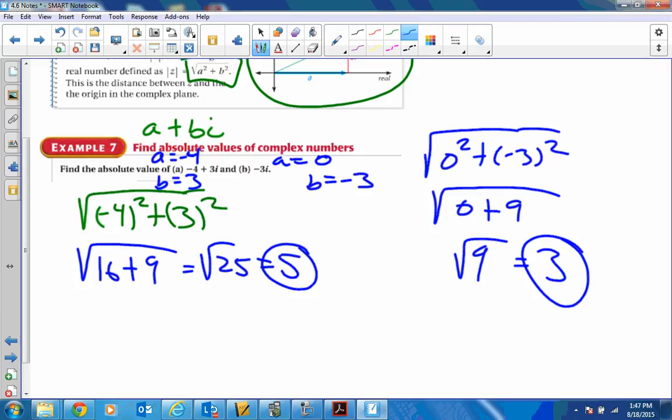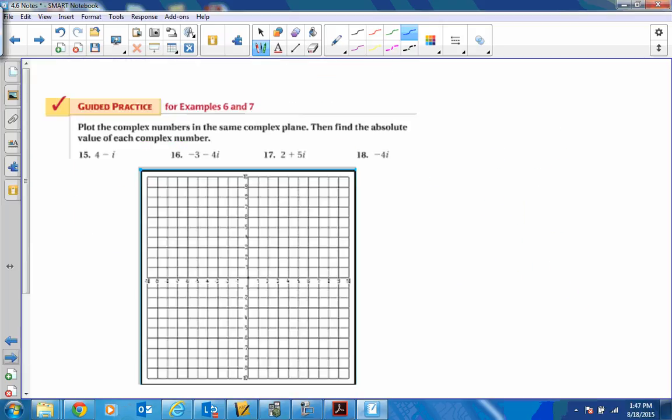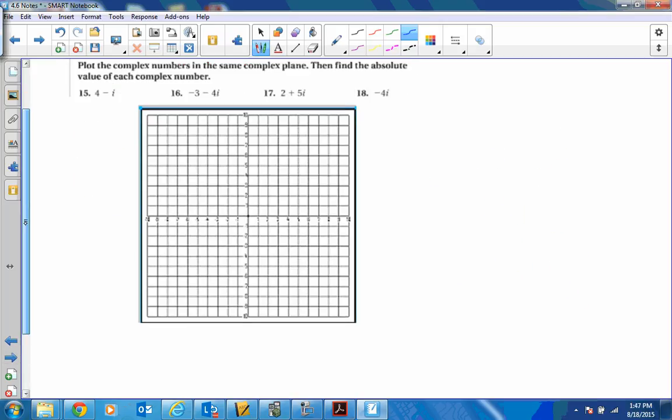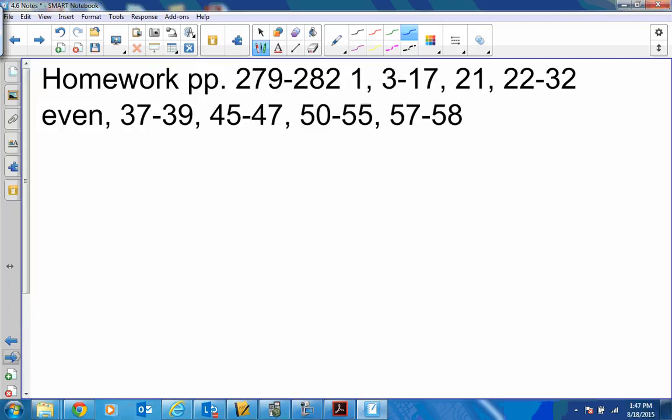I prefer you memorize this formula, but I don't care if you do. That's not a big deal if you don't. But you've got to be able to apply it. You've got to be able to take your a and b and plug them in there. And once you can do that, you'll be fine. Again, practice plotting and finding the absolute value of each of those. That's your homework. If you have questions, ask in class, and that is it.